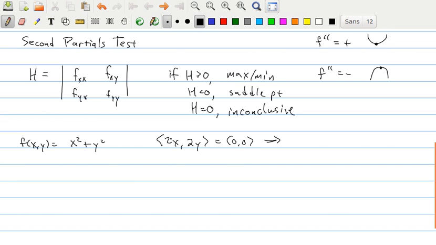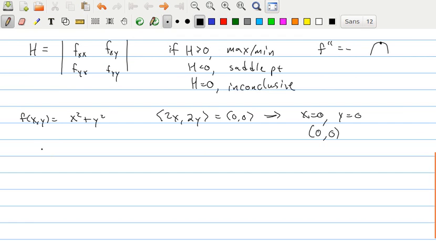We divide the first equation by 2, and we get x equals 0. We take the second component, divide that by 2, and we get that y is 0. So our only critical number is (0, 0). Now let's go through and look at the second partials test.